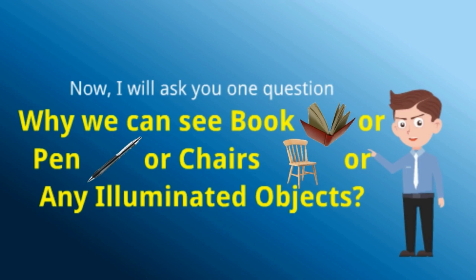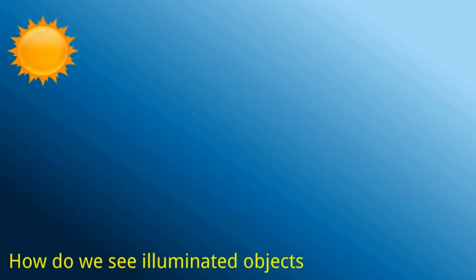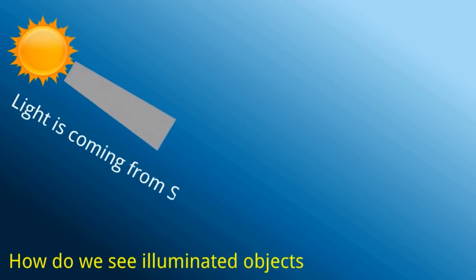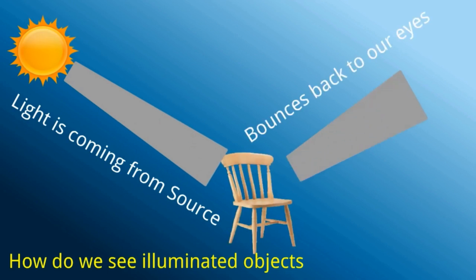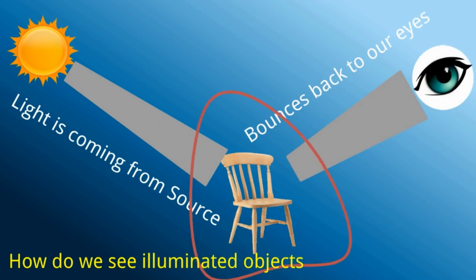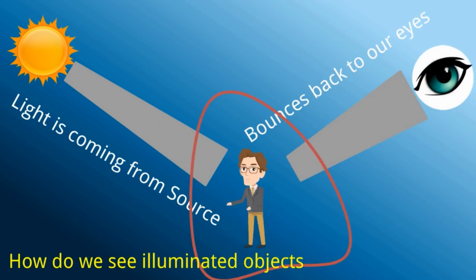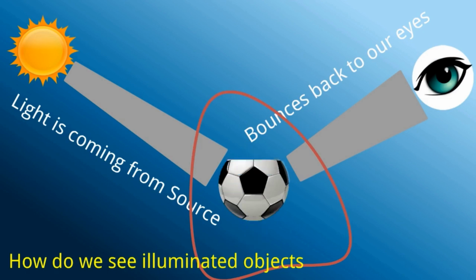It's very simple. Take an example: the sun is a luminous object, so the sun can produce light. So light is coming from the sun and it is falling on the chair. From the chair, that light bounces back to our eyes and we can see the chair. In the same way, instead of a chair, we can see a person. So light is falling on the person and again the light bounces back to our eyes and we can see the people. And if you take a football, it is the same thing.